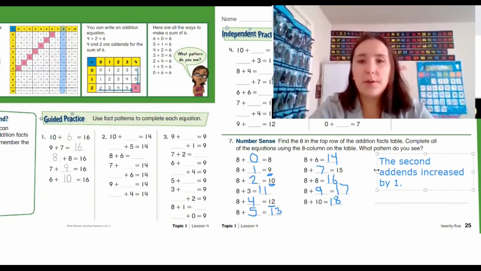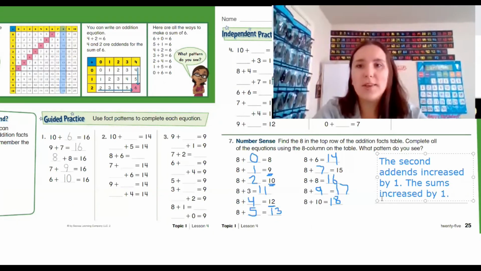Let's look at the sums. Let's see, 8, 9, 10, 11, 12, 13, 14, 15, 16, 17, 18. What did they do? Did they increase or decrease? They increased by 1. So I'm going to say the sums increased by 1. Good, so those are 2 patterns that we could see. Let's go to the next page.